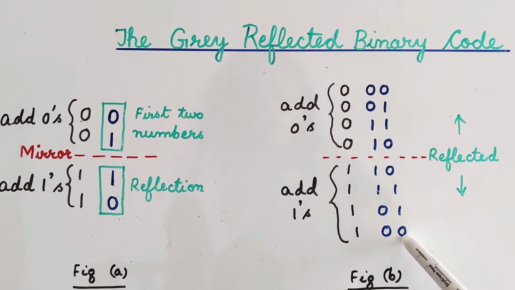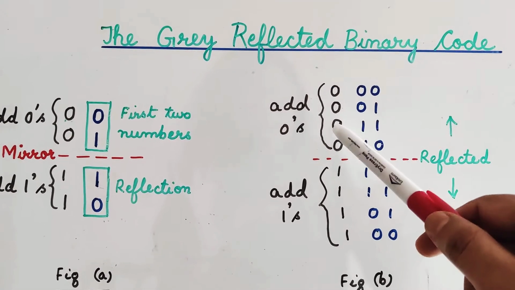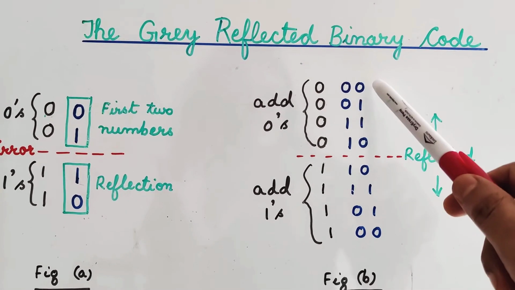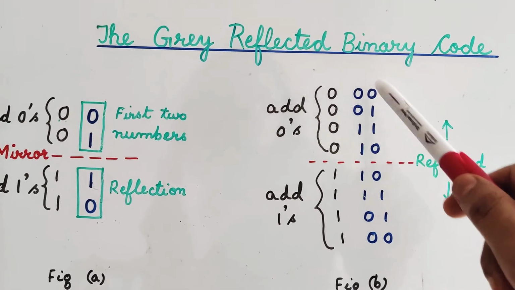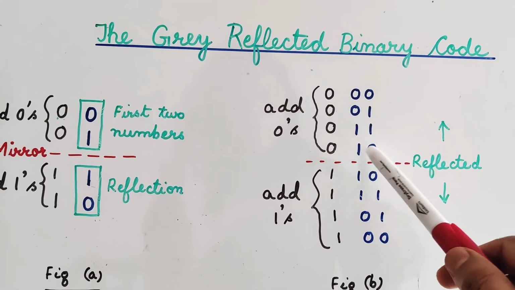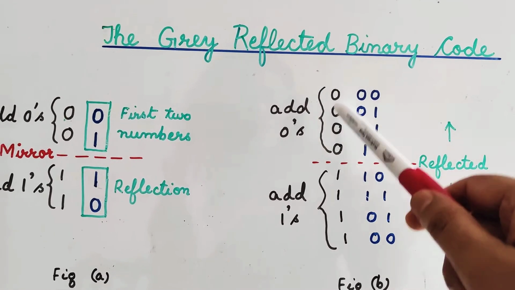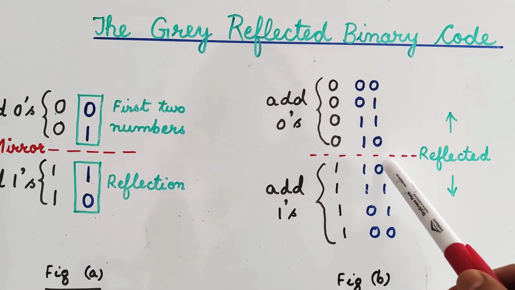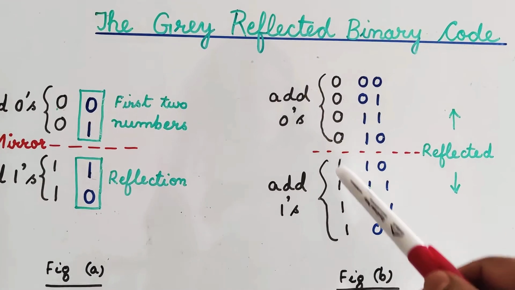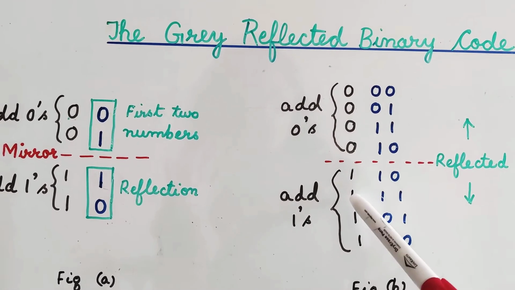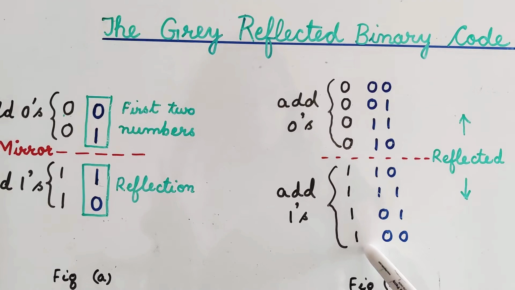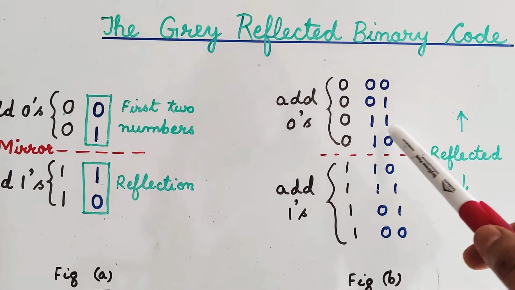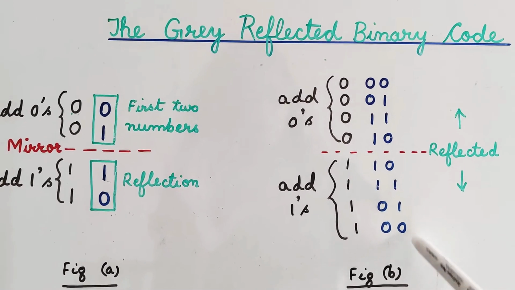Now what we are going to do is add zeros above the mirror, that is, before the digits 00, 01, 11 and 10 we will add zeros, and similarly for the digits which are below the mirror we are going to add 1 before these numbers. So now these numbers become 3-digit numbers.